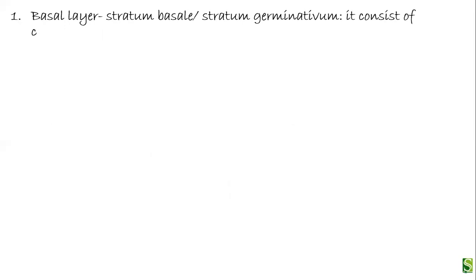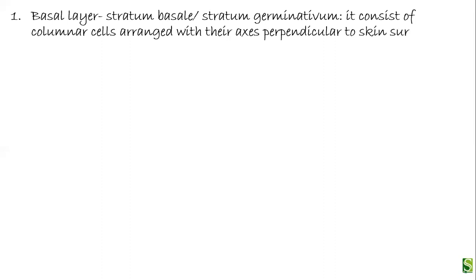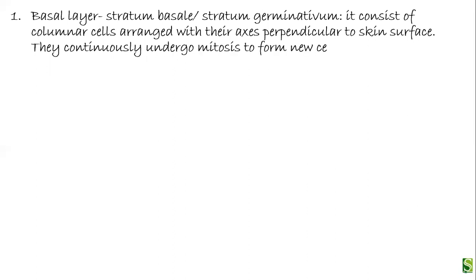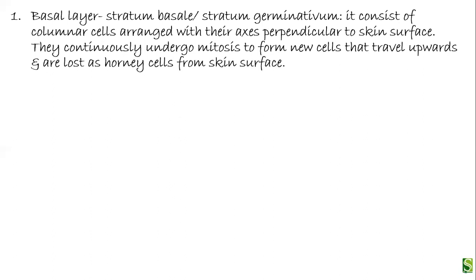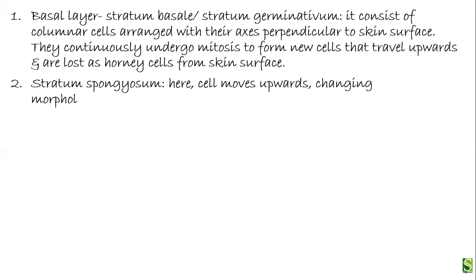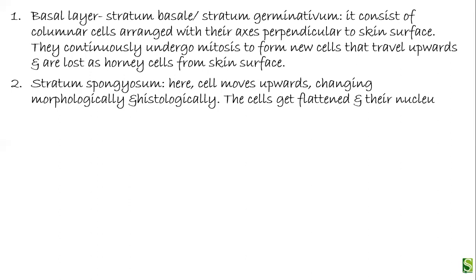The first is the basal layer or the stratum basale or stratum germinativum. It consists of columnar cells which are arranged in such a way that their axis is perpendicular to the skin surface. They continuously undergo mitosis to form new cells which will travel upwards, and as they move upwards, they become a little horny. The next is the stratum spongiosum. Here, as the cell is moving upwards, it changes morphologically and histologically. The cell gets flattened and the nucleus starts to shrink.